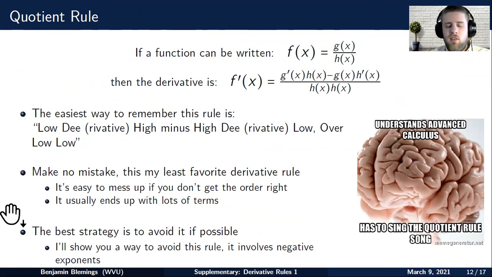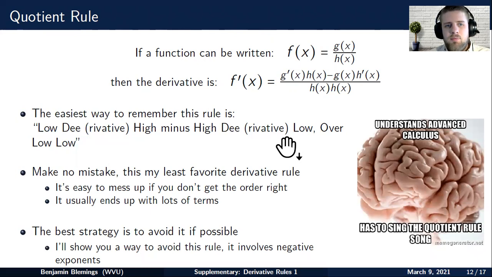I still say this to myself every time I need to take the derivative of a quotient, and I always forget it. This is my least favorite derivative rule. It's really easy to mess up if you don't get the order right, and it usually ends up with lots of terms, and I really like avoiding it if possible. And I'll show you a way to avoid this rule. It just involves negative exponents. So get used to negative exponents if you can.